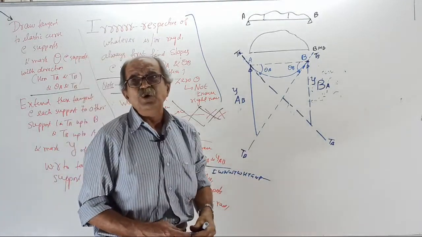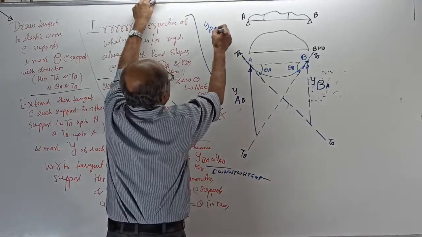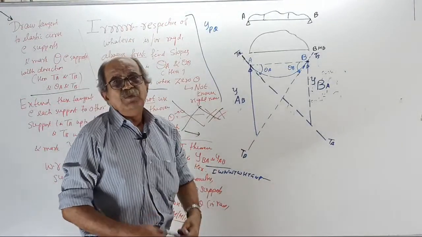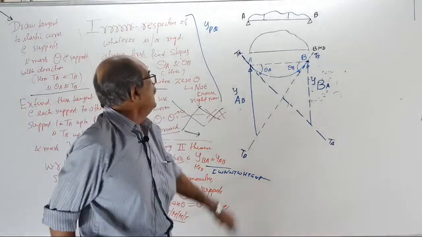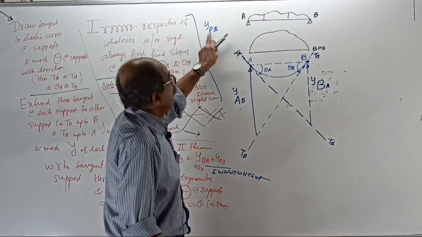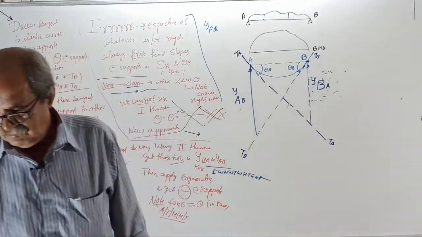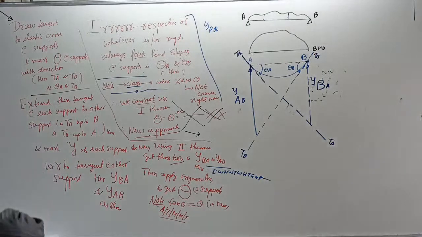I told you, if you write YPQ randomly, it is the displacement of P with respect to the tangent at Q, which is the moment of the area of the BM by EI diagram between P and Q about what? If I put YPQ, it is moment about P.